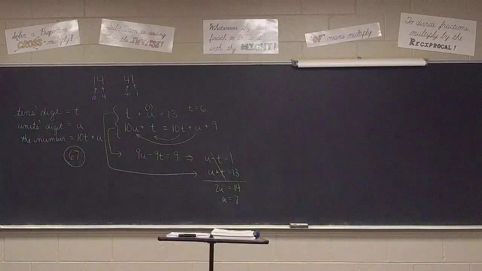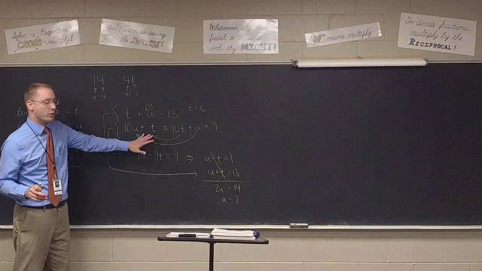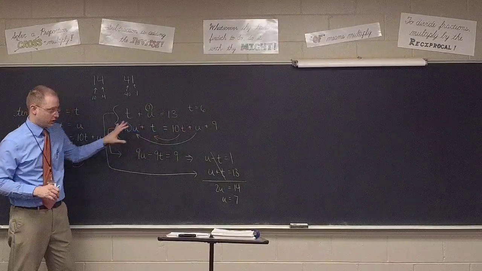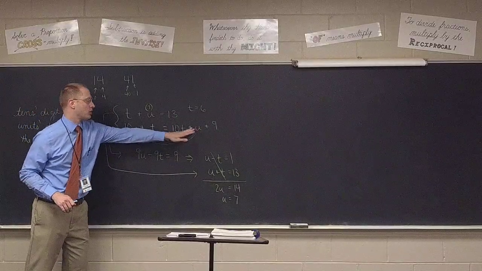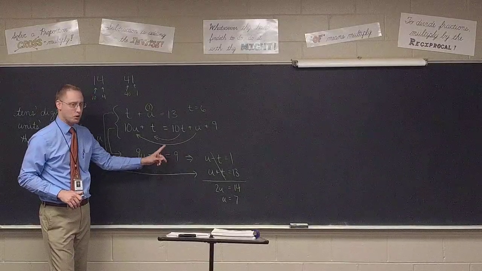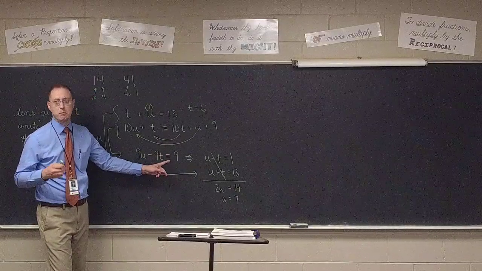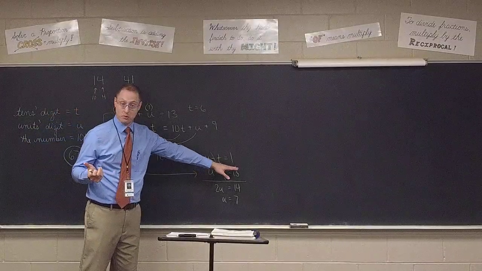Pencils down, look up this way. Let's see how we were doing here. I took this and said, let me just bring all the t's and u's over here. So I brought the 10t over as a negative 10t to get negative 9t. I brought u over as a negative u to get 9u, and I got 9u minus 9t equals 9. That's just begging me to knock a 9 out of everything, right? U minus t equals 1.